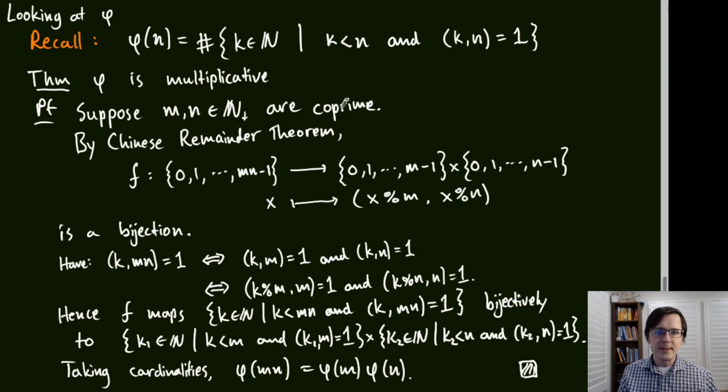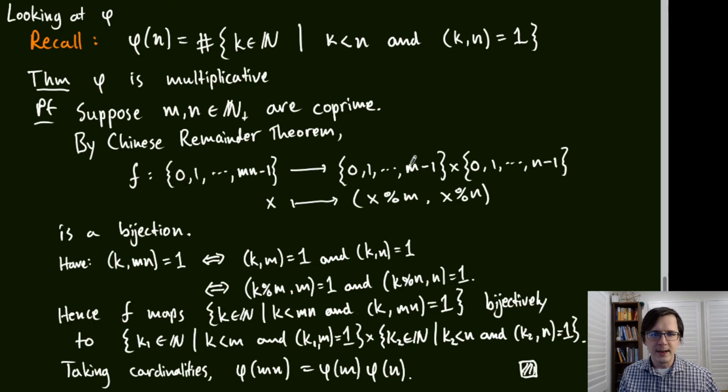Let's suppose that m and n are coprime positive numbers, and what we're trying to show is, of course, that phi of mn is phi of m times phi of n. One thing to note is that this function f that I'm defining here takes as its domain numbers 0 through m times n minus 1 inclusive, and the codomain is pairs of numbers, each with a different range. The way the function works is it takes this number and reduces it mod m and mod n to make this pair. So the Chinese remainder theorem tells us that since m and n are coprime, this is a bijection.